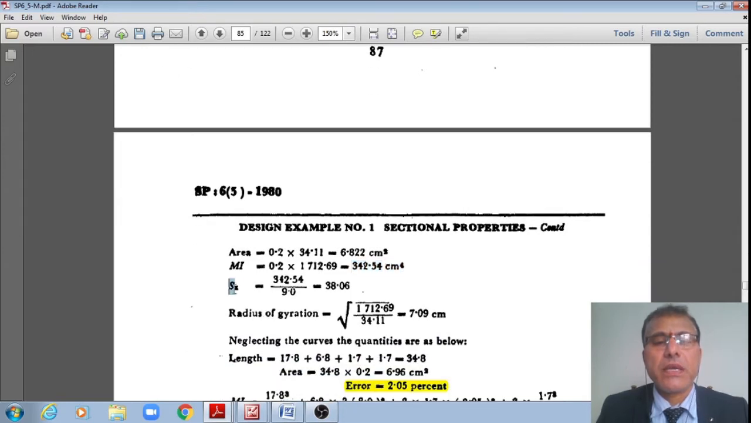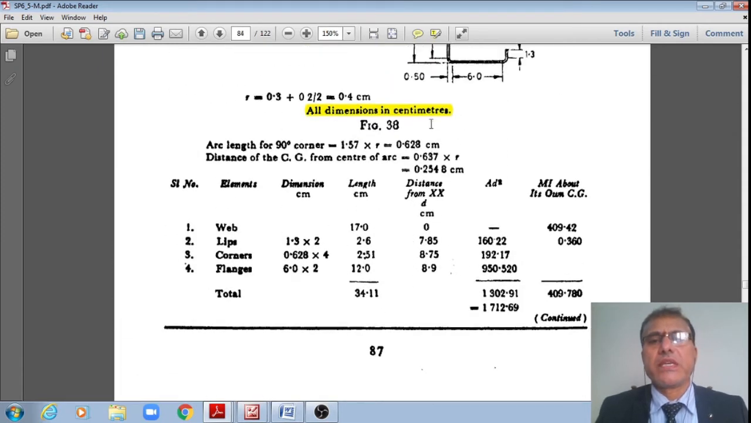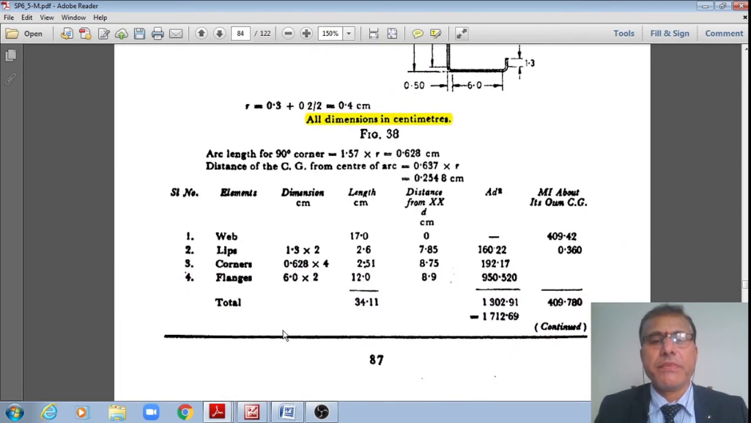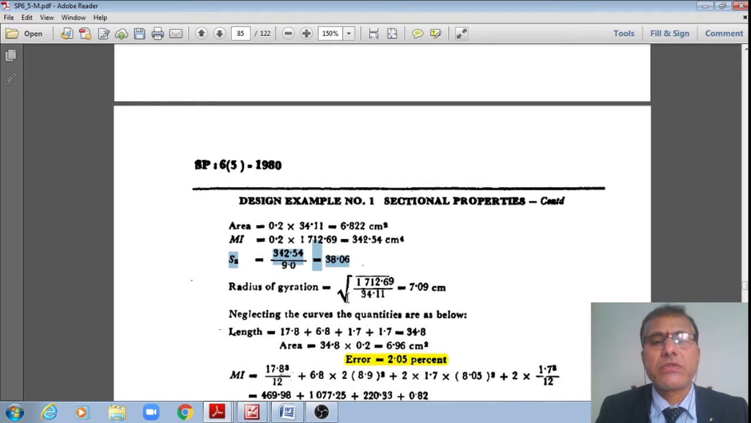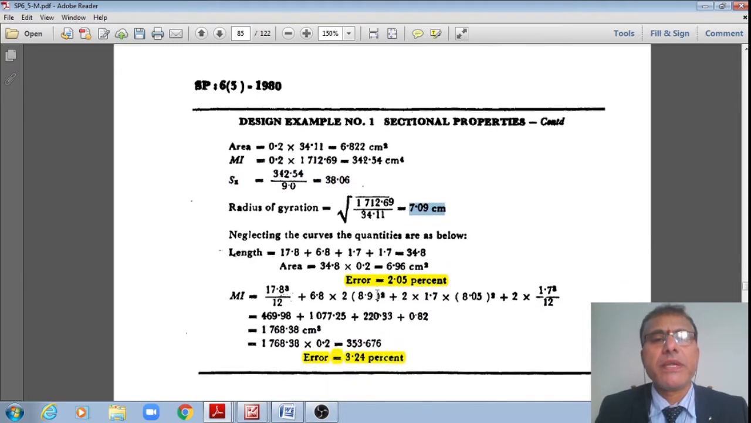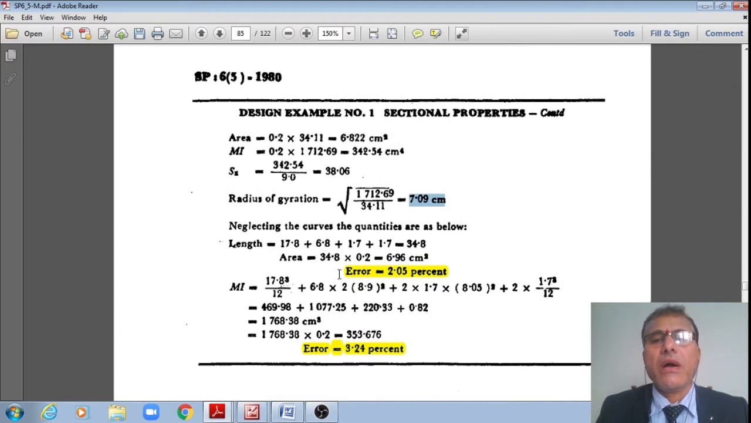Then once I get that, I calculate the section modulus, which is the moment of inertia divided by the extreme fiber distance. The extreme fiber distance from this figure is equal to 9 centimeters. Therefore, dividing by 9, I get 38.06 centimeter cube. And the radius of gyration is equal to the square root of I divided by A. Substituting, I get 7.09 centimeter. And neglecting the curves, the quantities are like this.